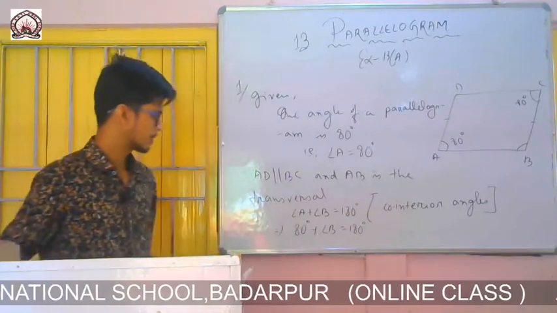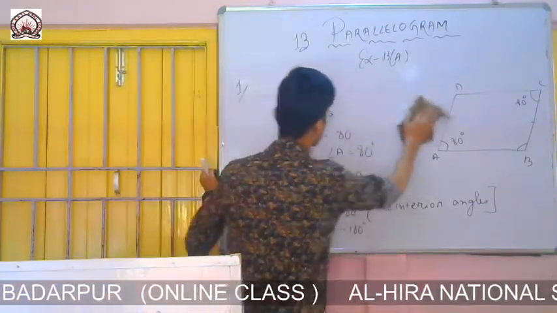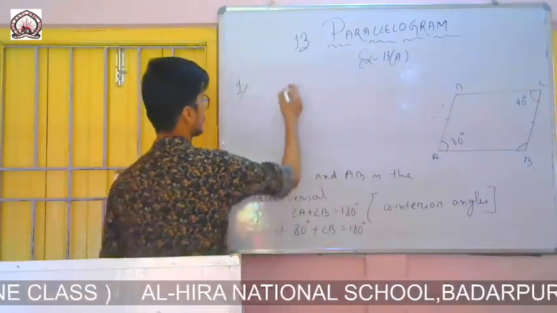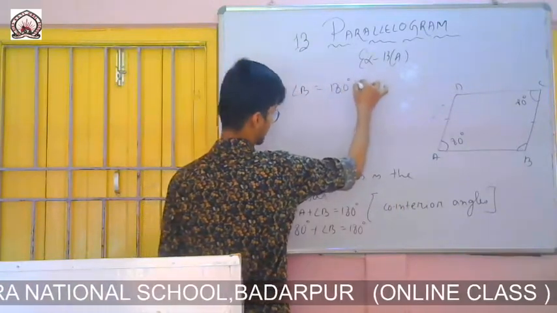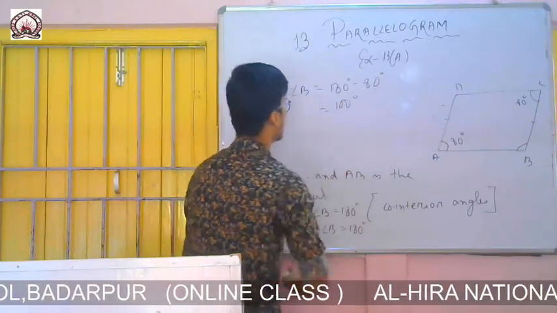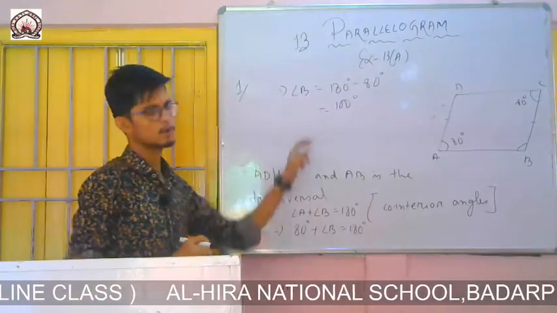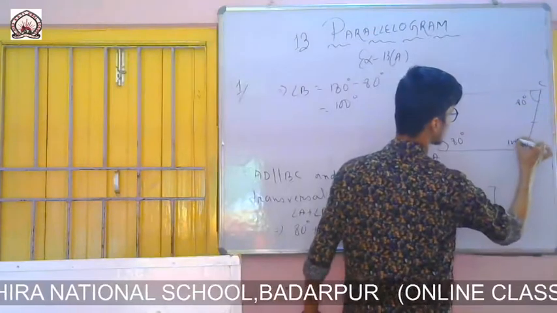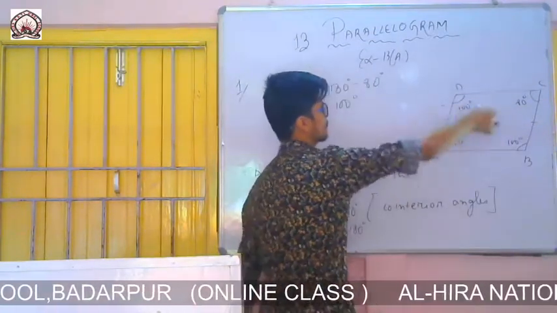So now we will solve this one. Angle B equals 180 degrees minus 80 degrees, which is equal to 100 degrees. So this is the value of B. Now we can easily find, since angle B is 100 degrees, this opposite angle will also be 100 degrees. So we got all four angles.